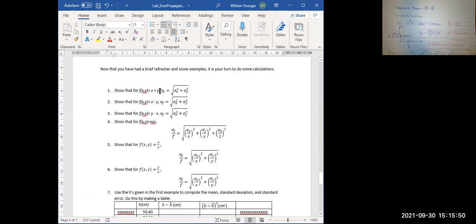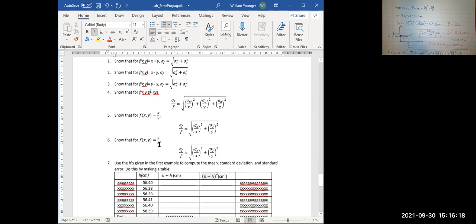So I want you to show that for f of x equals x plus y, you just get this. And for f of x equals x minus y, you just get this. And for f of x equals y minus x, you just get this. And for f of x, y, z equals x, y, z, I want you to show that you just got that. And for f of x, y equals x over y, I want you to show that you just get that. And for y over x, I want you to show that you just got that.